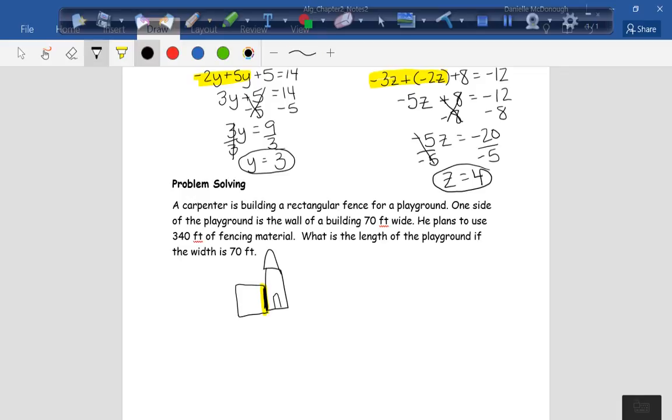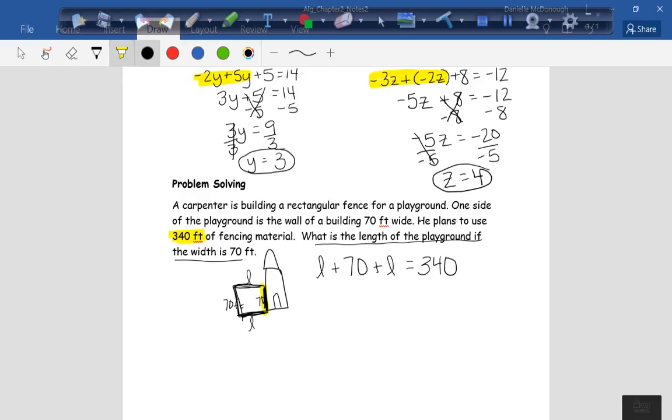So it says to you, the wall of the building is 70 feet. So here's your 70, which also means that this is going to be 70 feet. What we don't know is the length over here. So what we want to do here is it says, what is the length of the playground if the width is 70 feet? So if you think about if I was to walk around this fence, I have L, which is my length, plus 70, plus this length over here. And for a total, it says right up here, he plans to use 340 feet of fencing.